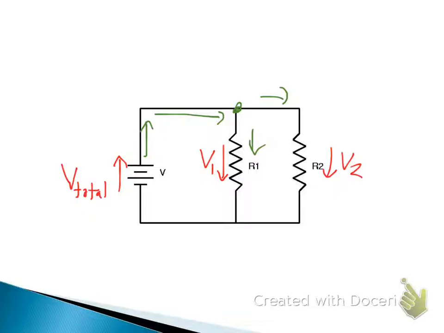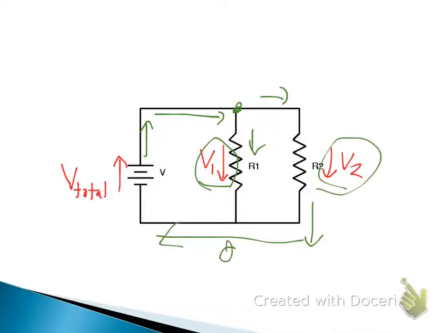Some of the water goes over waterfall 1, some of the water goes over waterfall 2, but the same single molecule is not going over both. So the current splits, but no matter which path you go down, you're still dropping the same total voltage, because when I get to the bottom, I better be at 0 volts before I go back into the battery. So in this case, my total voltage equals voltage 1 equals the voltage over R2.